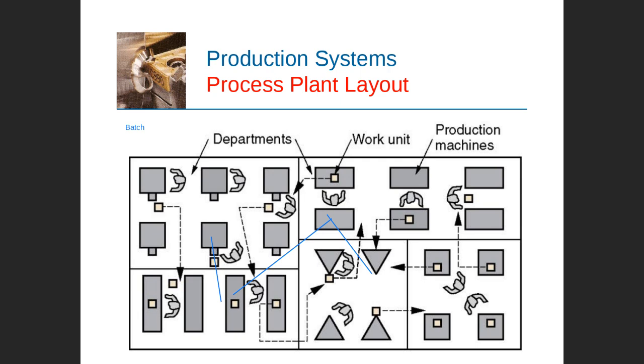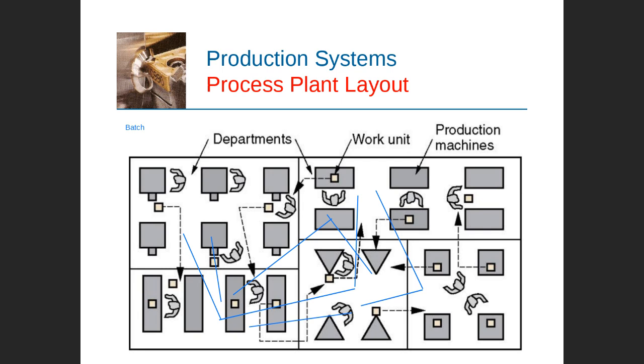For example, next batch I start from here to here, and then from here to here, and then from here to here, finish. And then probably the next batch you start from here to here, and from here to here, and from here to here. So can you see that? Every batch has a certain arrangement. That's why I put the same machine in the same department and create different departments.